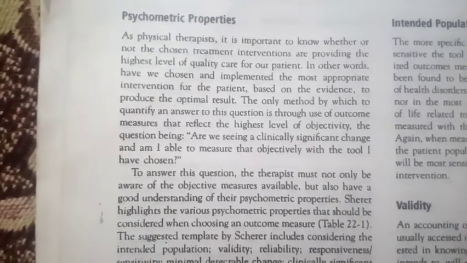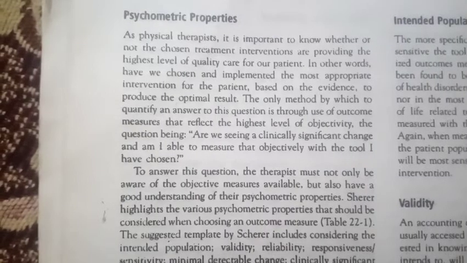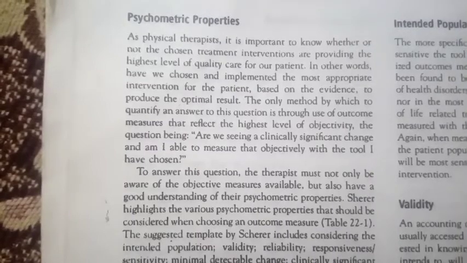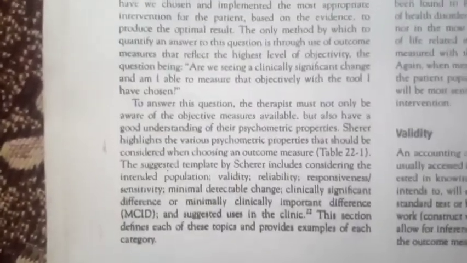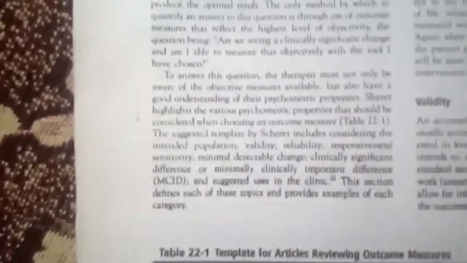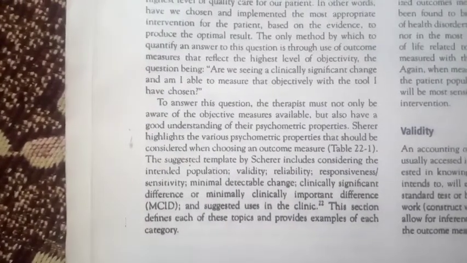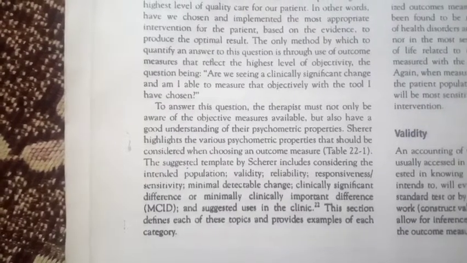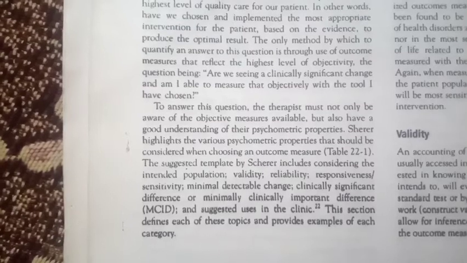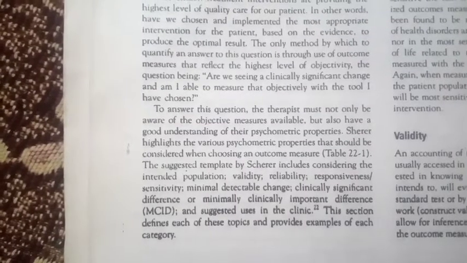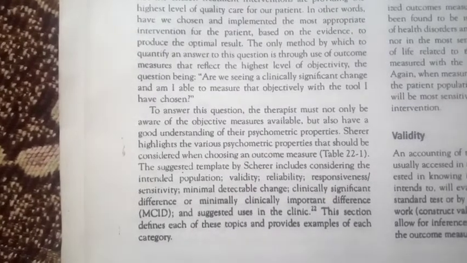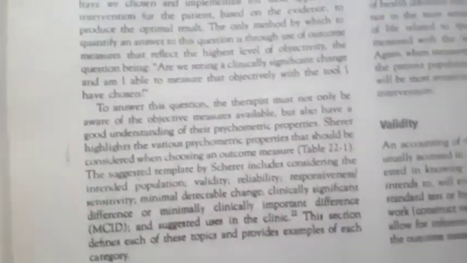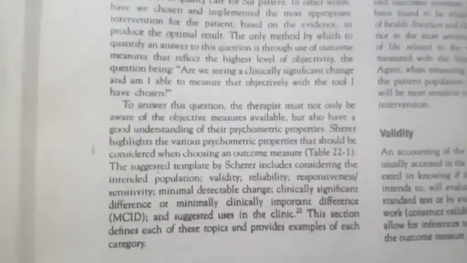The question being, are we seeing a clinically significant change, and am I able to measure that objectively with the tool I have chosen? To answer the question, therapists must not only be aware of objective measures available but also have a good understanding of their psychometric properties. Scherer highlights the various psychometric properties that should be considered when choosing an outcome measure.